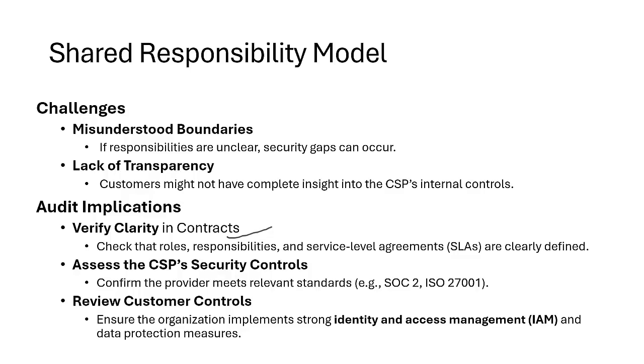So always remember one thing, writing does not mean it will happen. Go look and verify. Check the roles, check the responsibility and SLAs. Do they clarify all the parameters? Second is assess the CSP security controls. Confirm the provider meets the relevant standards like SOC 2, ISO 27001 and all that. And third, most important part, is review the customer controls.